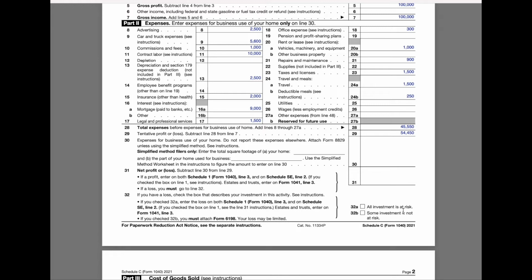The first one is the actual method, which allocates expenses from your home to the business use of your home. This is usually the bigger deduction between the two, but it's more complicated and you do have to worry about depreciation recapture and additional record keeping.